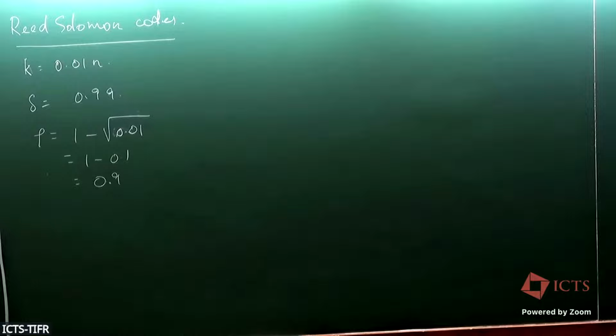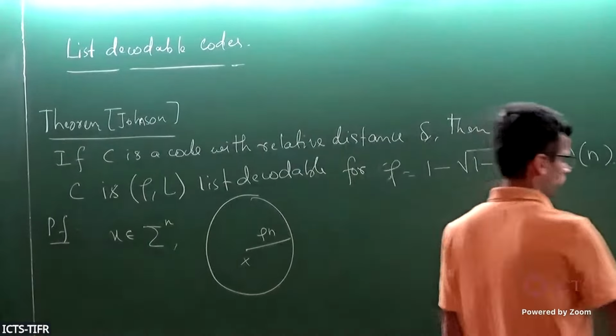Great. So let's prove this. There are many proofs known. The proof we are going to do is a simple combinatorial proof due to Kumar. So our goal is to consider the following problem. Let's say X is some vector in sigma to the n. We are going to look at a ball of radius rho times n around X, and we want to count the number of code words in this ball. We want to say that the number of code words is at most order n.